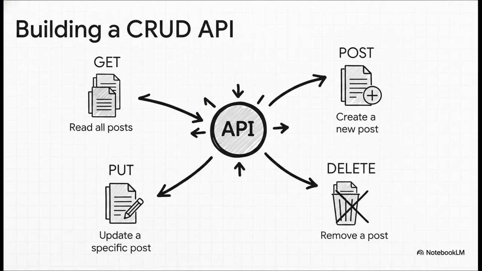As you can see here, Bun's built-in router lets you easily handle different types of requests. You can say a GET request is for reading posts, a POST request is for creating a new one, a PUT request is for updating one, and a DELETE request is for removing one. This keeps your code super clean and organized without needing any extra tools.